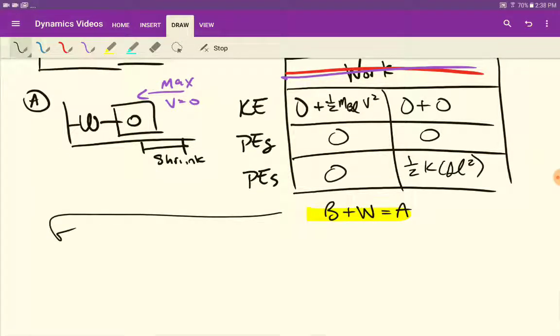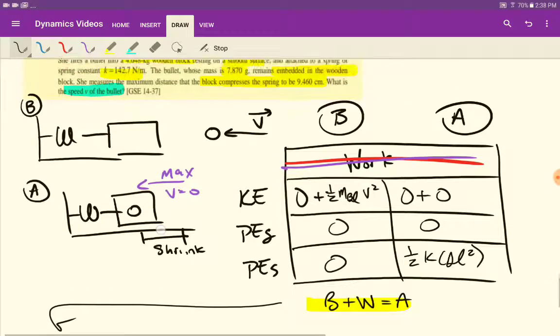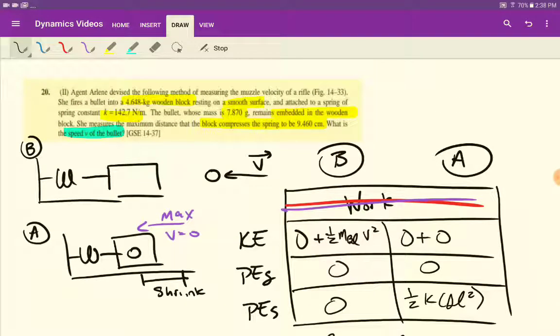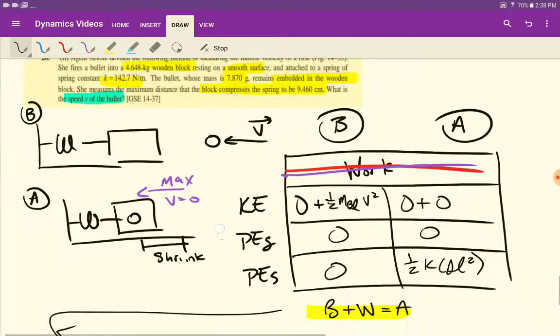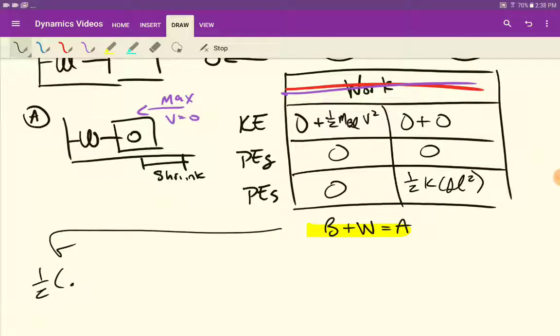All I have for my B is 1/2 the mass of the bullet. We know the mass of the bullet is, what's the mass of the bullet? 7.87 grams, which is going to be 0.00787. That's the mass of the bullet. The velocity of the bullet squared, which is what we're looking for, and it has to equal, mind you, there's nothing here because all the other terms are 0. No work, no potential energy, no spring energy. It has to equal all of the A's added up.